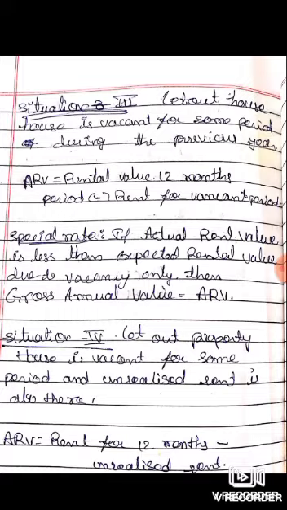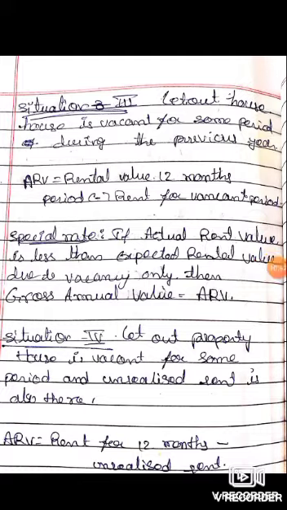The same procedure is followed for calculating in situation 3. First we have to calculate the ERV and ARV. From that we have to take the higher, and again we have to calculate the ARV. If the ARV is negative, then gross annual value becomes the annual rental value.